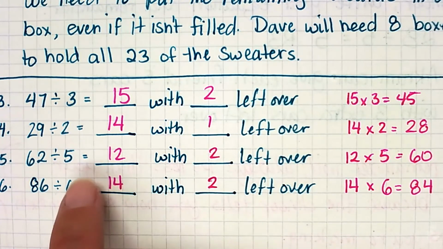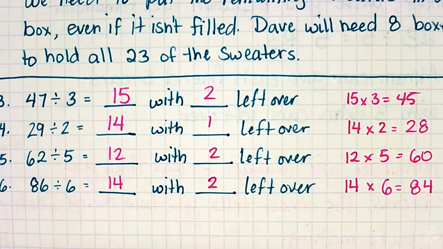Now notice every single one of my remainders is smaller than my divisor. It has to be, because if my remainder is bigger than my divisor, that means I'm not done dividing yet. I can still add another equal group.